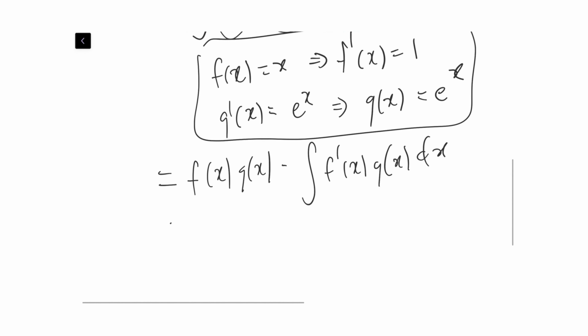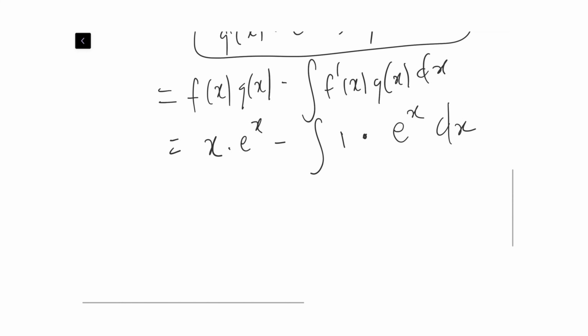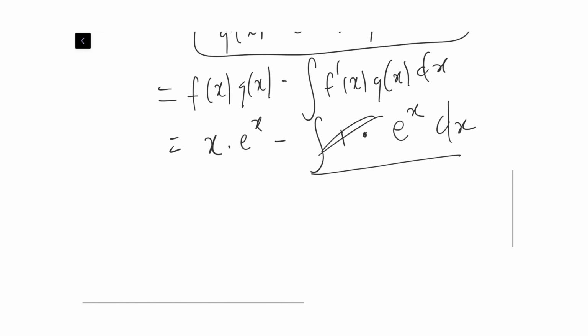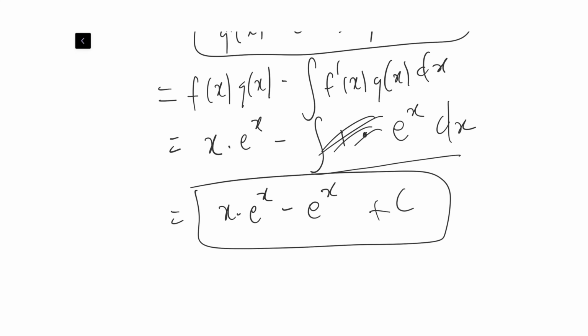We have all our information here to plug in. F of x is x, g of x is e to the x, minus the integral of f prime of x, which is just 1, times g of x, which is just e to the x, dx. And what we have here is just the integral of e to the x. This is just multiplied by 1, doesn't really matter. It's just e to the x. And so we would have minus e to the x. The integral of e to the x is e to the x plus c. We found our integral using a method that's way faster.